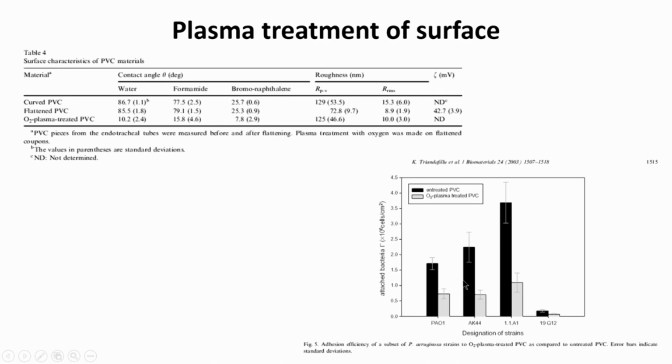And then here is another example, which is a plasma treatment of the surface. This is to make it more hydrophilic. When you treat a surface with plasma, it becomes oxidized and the hydrophilicity of the surface increases, the hydrophobicity goes down, and this is what it is showing here. So, you have 3 different surfaces: a curved PVC, a flattened PVC, and an O2 treated PVC, and here they are showing the water contact angle.